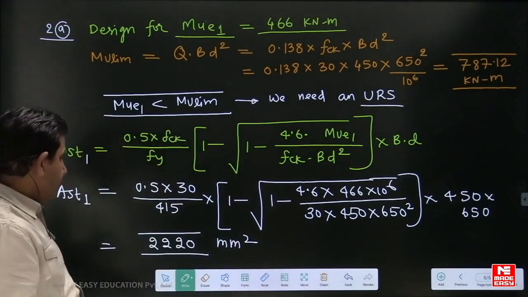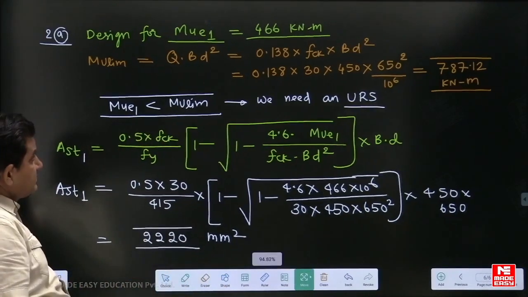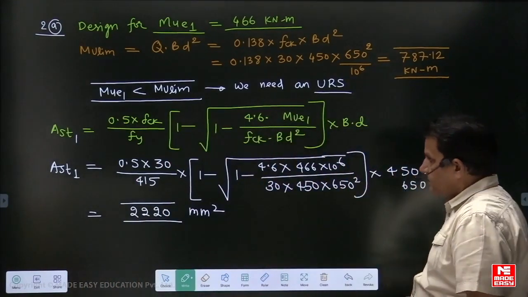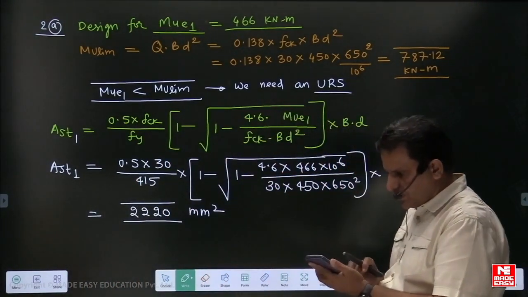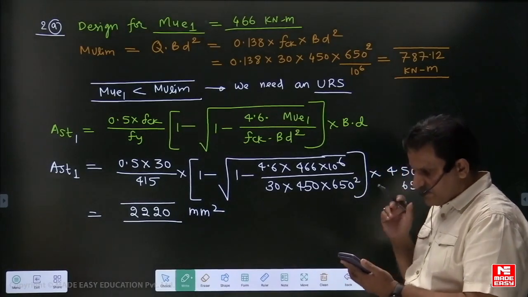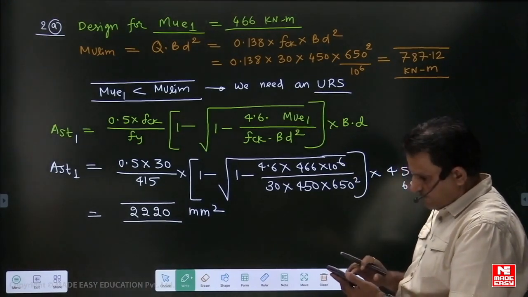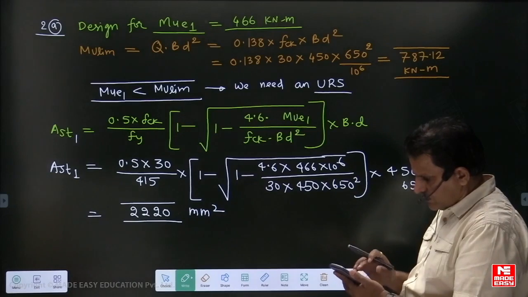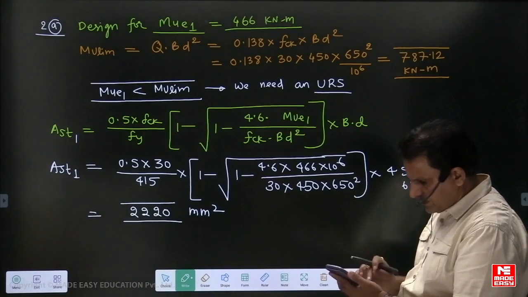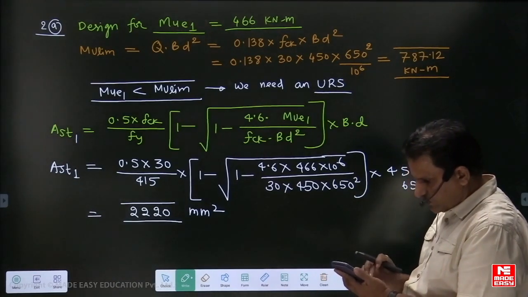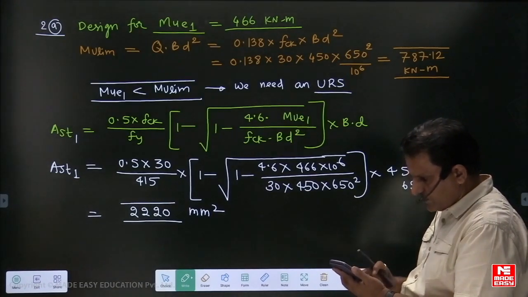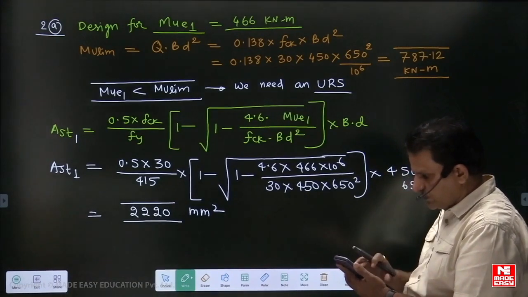This steel we can provide on the tension face of the member, or bottom side, you can say. We can decide the number of bars. How many bars? 2220 by pi into 4 by, suppose I use 25 mm, it is coming 4.52. If I use 28 mm, it is coming 3.6. So we can decide the number in proportion. Suppose I provide 3 of 28 plus 1 of 20 or 25, then how much? 2160, provide 25.